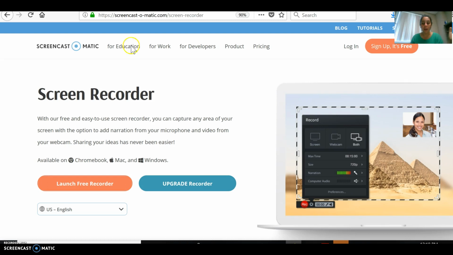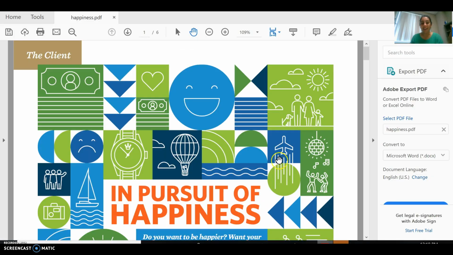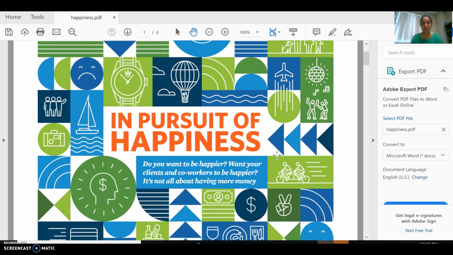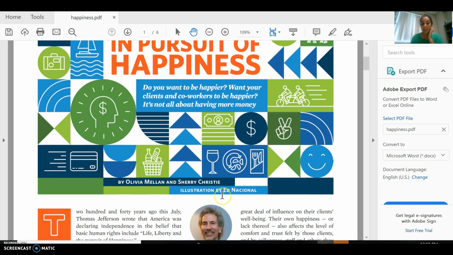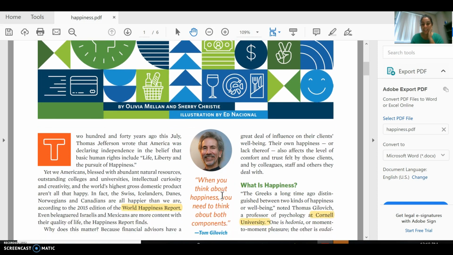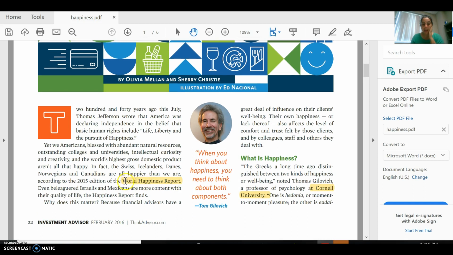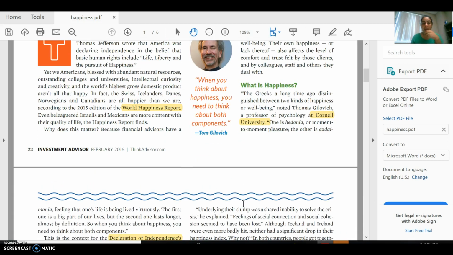However, on the opposite end of that, I found this great article called In Pursuit of Happiness by Olivia Milan and Sherry Christine from the library databases. And in this article, they have cited the World Happiness Report. They have cited professors of psychology from Cornell University who are constantly doing research and publishing and getting their work verified. I know the date of the publication.